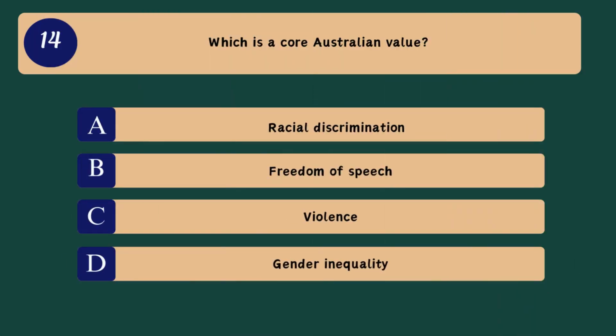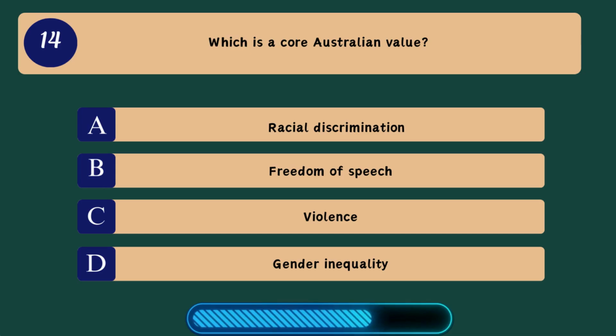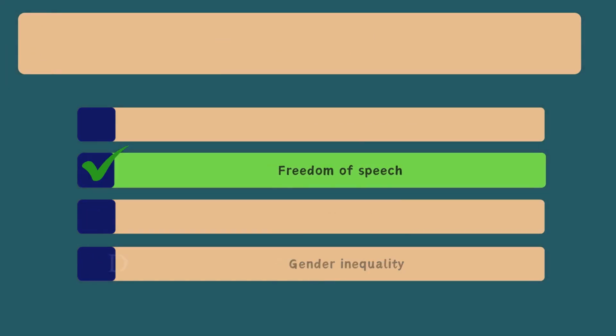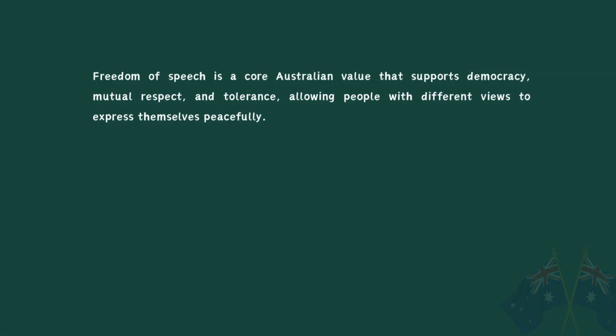Question 14. Which is a core Australian value? A. Racial discrimination, B. Freedom of speech, C. Violence, D. Gender inequality. Correct answer. B. Freedom of speech. Freedom of speech is a core Australian value that supports democracy, mutual respect and tolerance, allowing people with different views to express themselves peacefully.